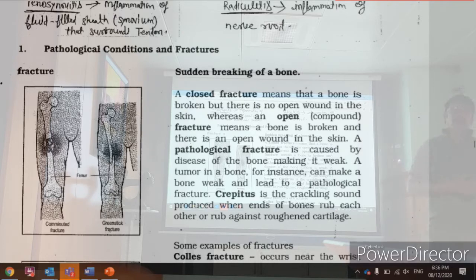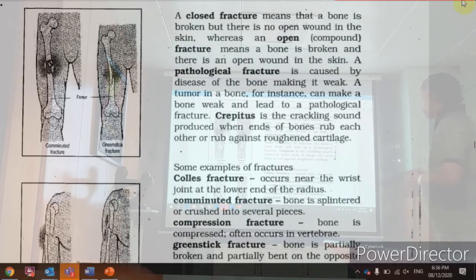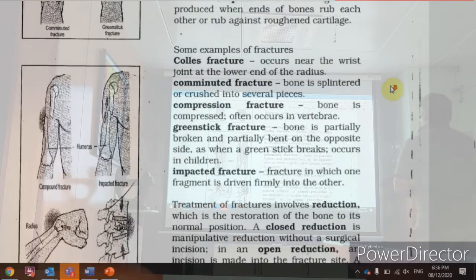Some examples of the fractures: Cole's fracture occurs at the wrist joint. That is known as Cole's fracture. The wrist joint breaks. Comminuted: this is an important section to understand the difference. Comminuted fracture means it is splintered or crushed into several pieces. All pieces will happen. That is known as comminuted.